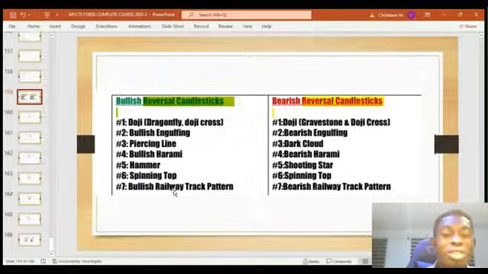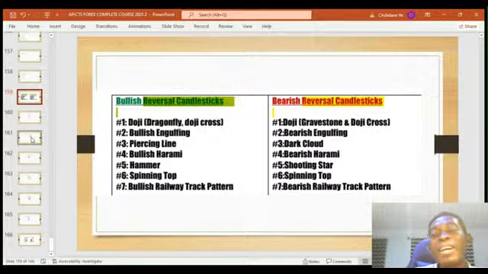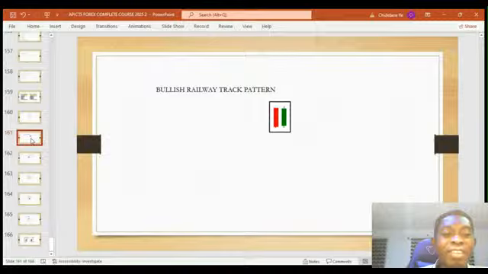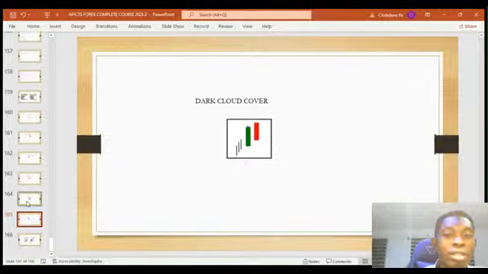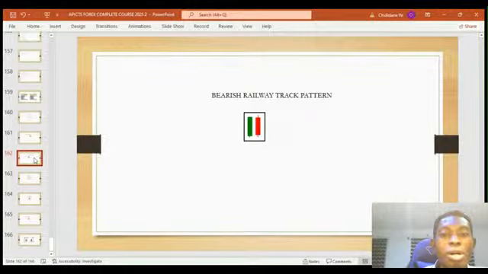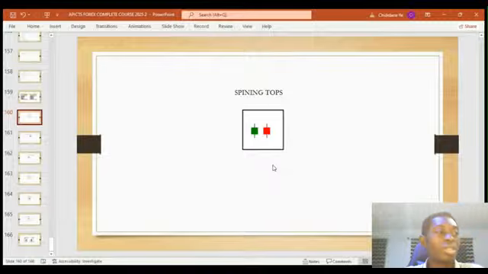Very, very important. Spinning top is not really difficult to know. When I was explaining doji to you, I made you realize that a bigger size of common doji is actually called a spinning top. Let me check if I have an example here. Okay, spinning top. Yeah, this is how spinning top looks like. The color does not really matter. This is how spinning top looks like.